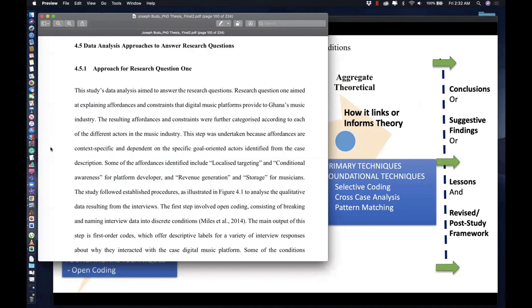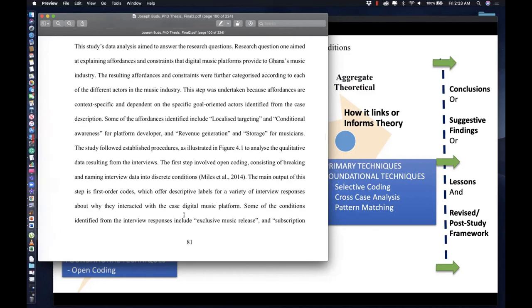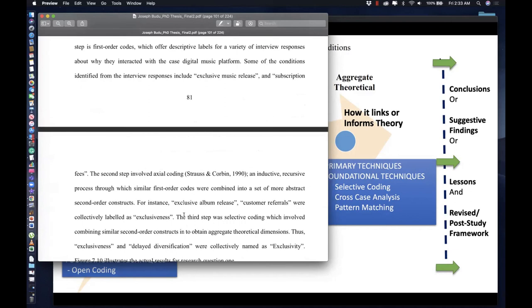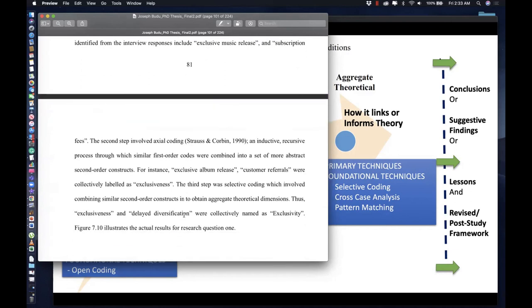The main output of this is the first order codes, which offer descriptive labels for a variety of interview responses about why they interacted with the digital case platform, the music platform. Some of the conditions identified in the interview responses include exclusive music release and subscription fees. The second step involved axial coding. So axial coding is the second step.